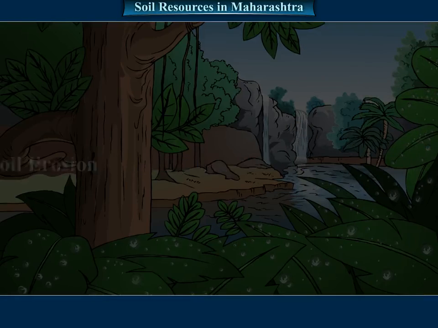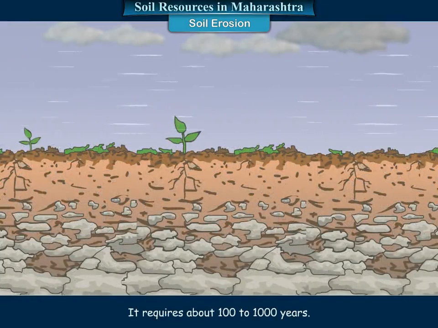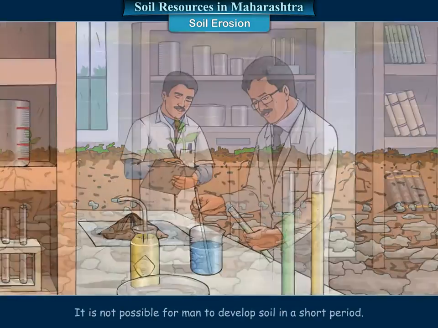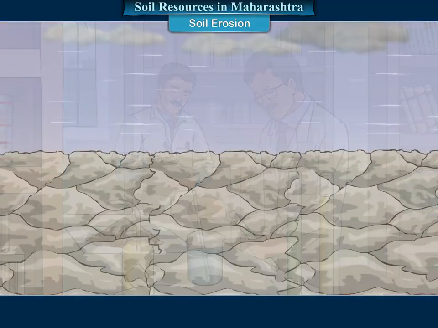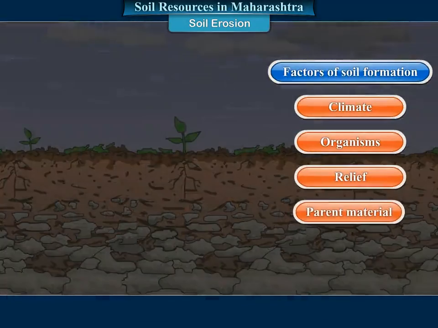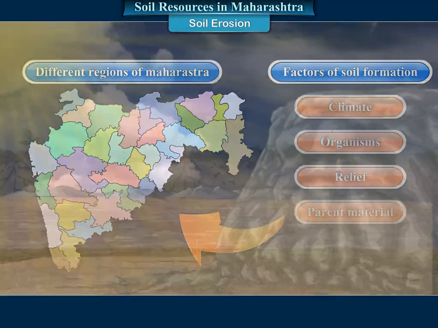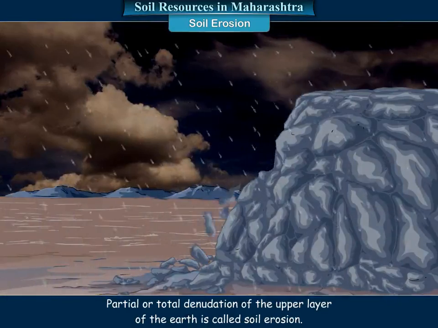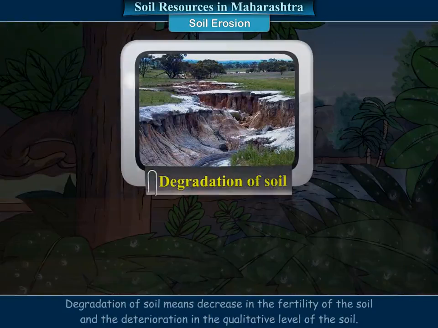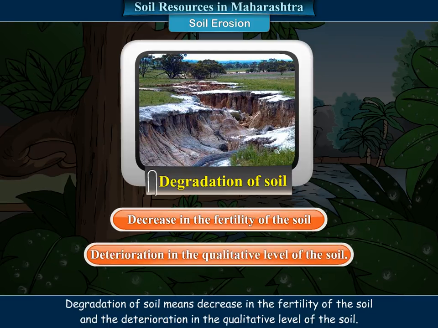Soil erosion. Soil formation is a slow process. It requires about 100 to 1000 years. It is not possible for man to develop soil in a short period. Soil formation depends on various factors, and these factors are different in different regions. Partial or total denudation of the upper layer of the earth is called soil erosion. Degradation of soil means decrease in the fertility of the soil and the deterioration in the qualitative level of the soil.